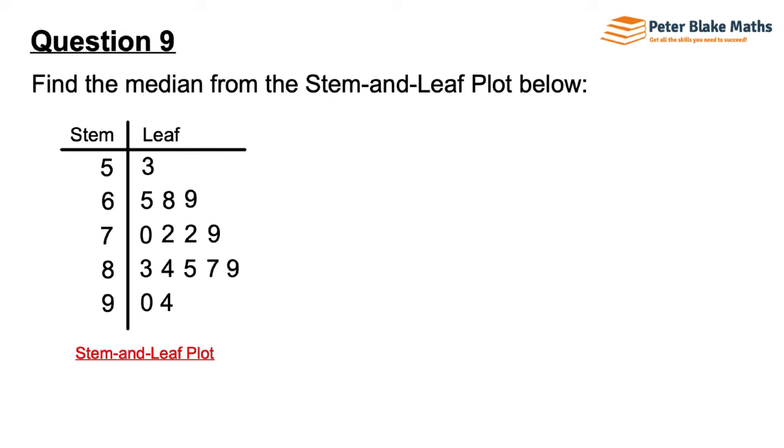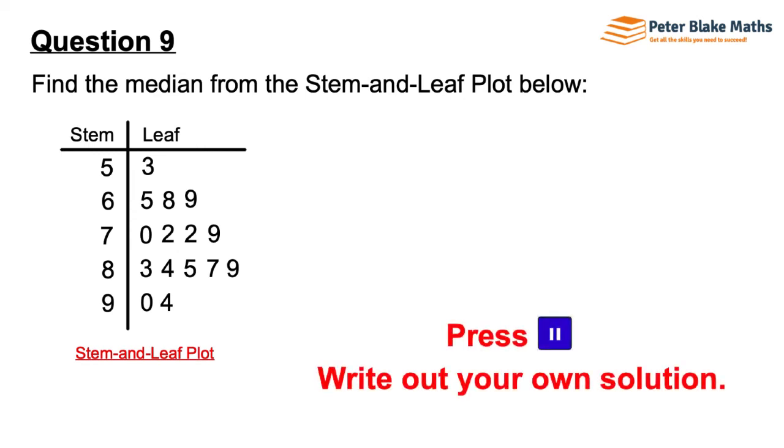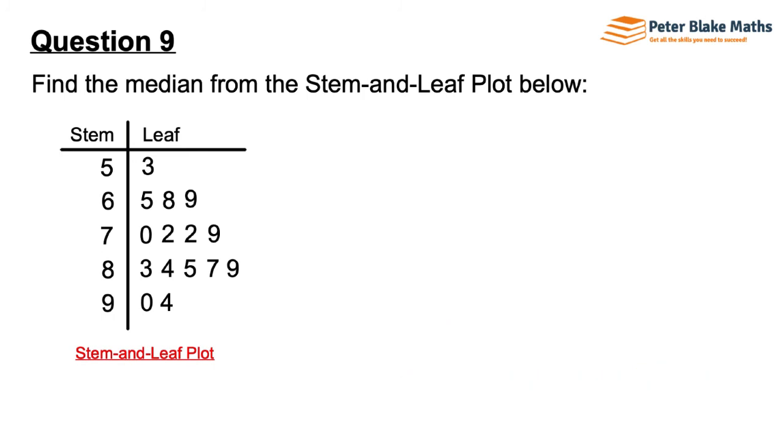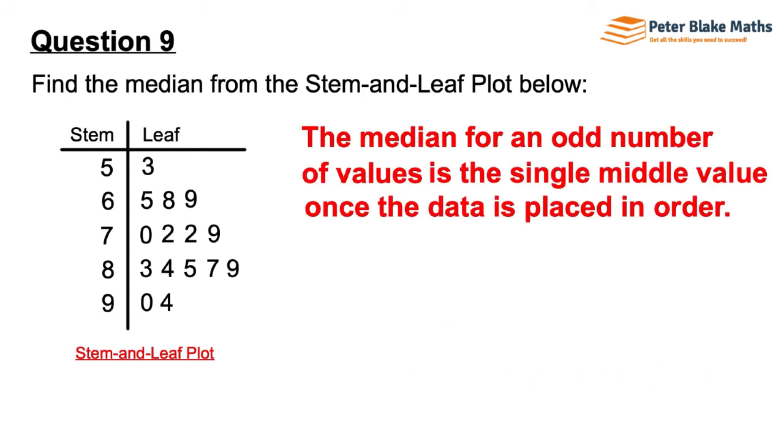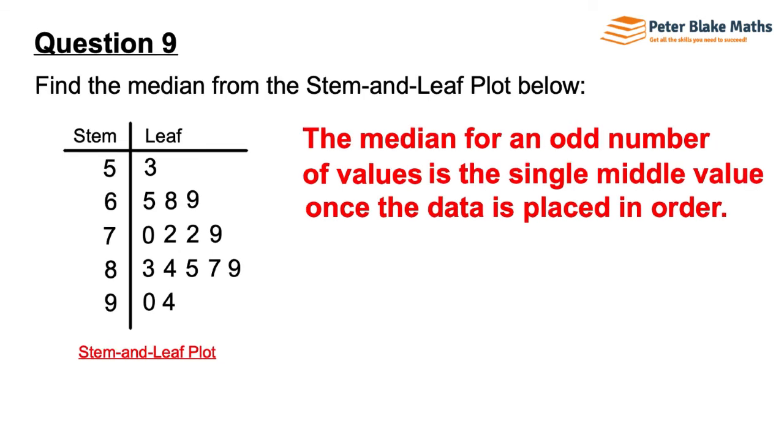Question 9. Find the median from the stem and leaf plot below. The median for an odd number of values, and I think we've got 11 values here. Let me check. 15 values, okay. So we do have an odd number of values, and the median from an odd number is the single middle value once the data is placed in order. The stem and leaf plot kind of places the numbers in order anyway.